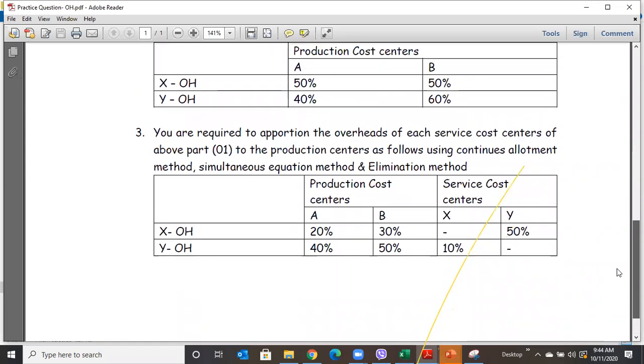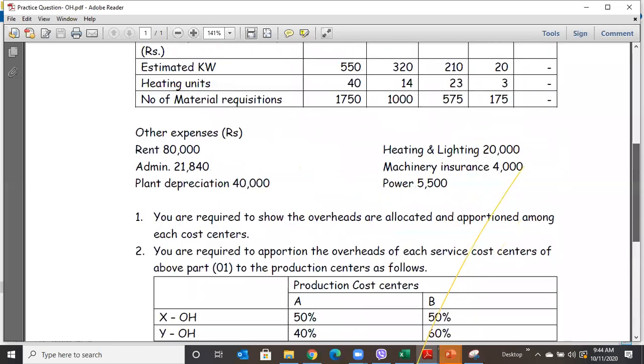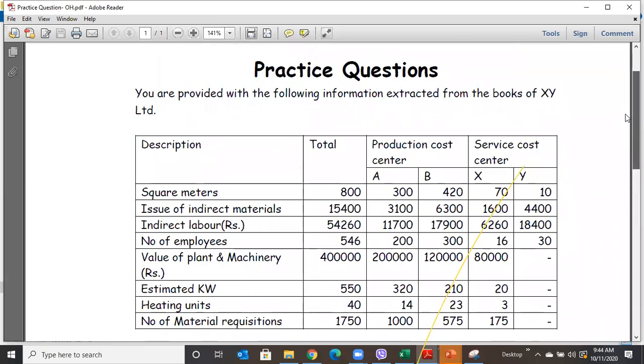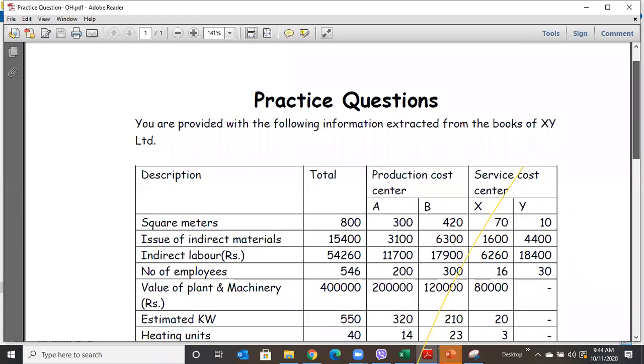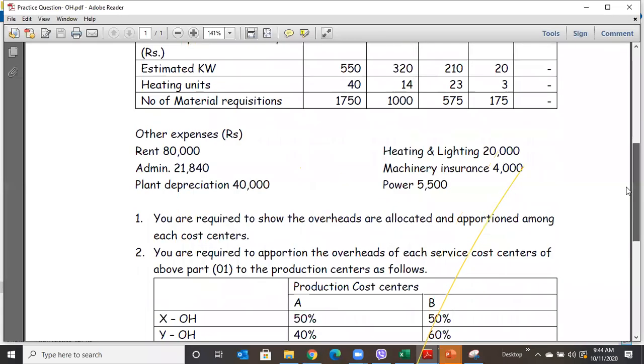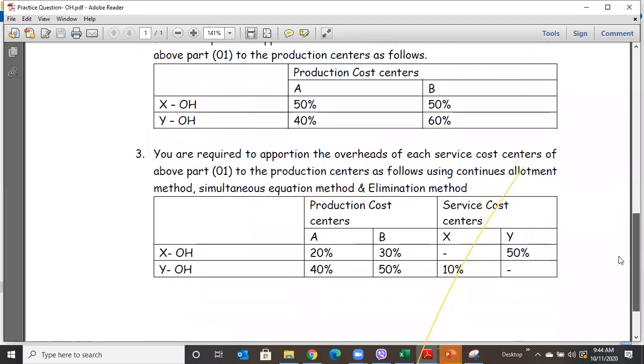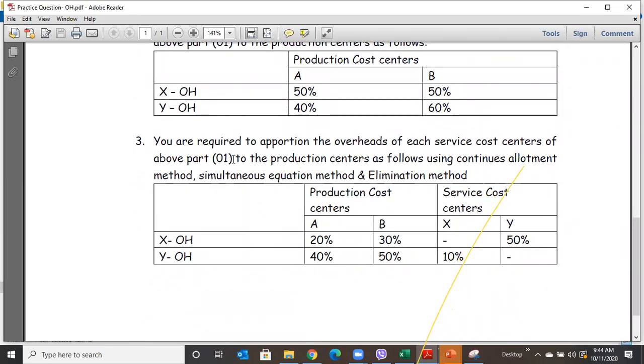We discussed this sum in the classroom. It's better. From today onward, you should do this. First, go to the question. Do these things. Up to now it is okay. Then this point 3. We discussed 3 methods.